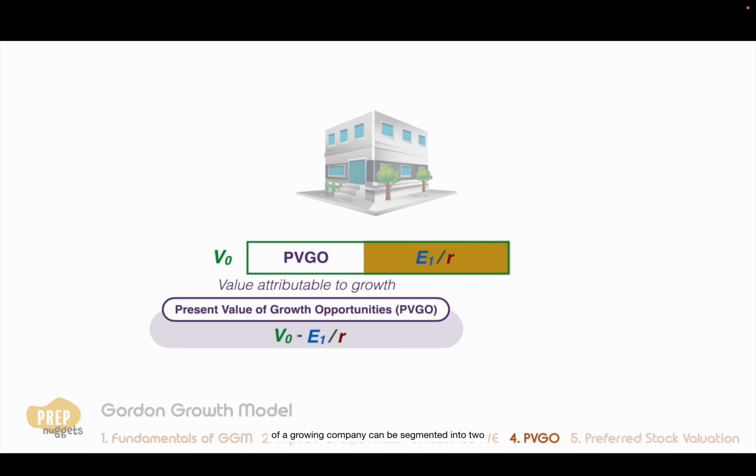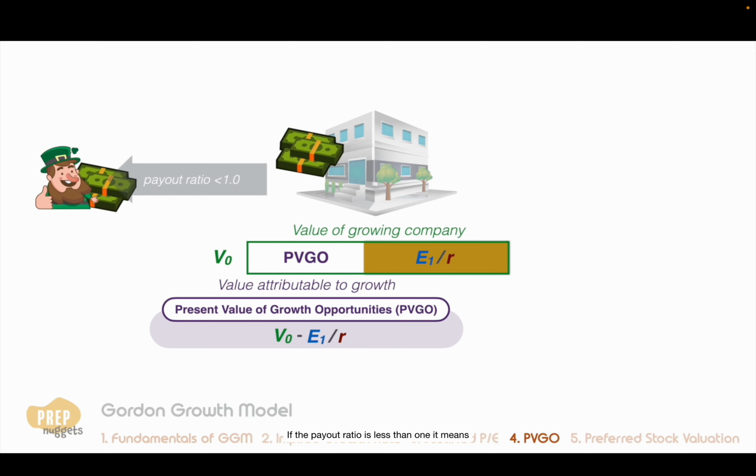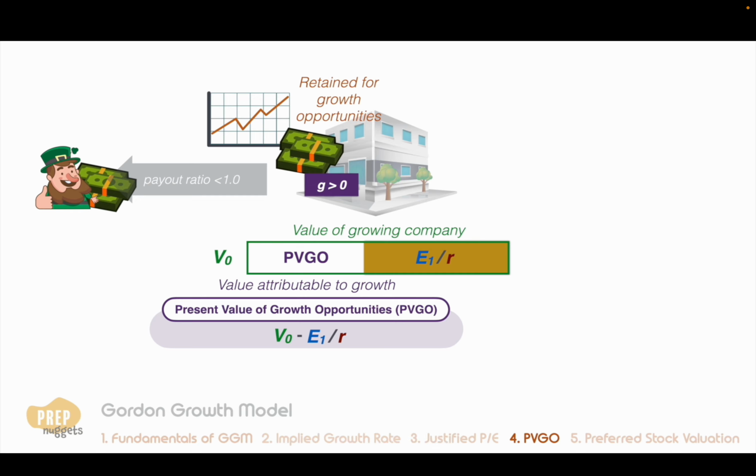The value of a growing company can be segmented into two components. If the payout ratio is less than 1, it means the company is retaining cash for growth opportunities, so there is expected growth in company value and dividend. This results in a higher intrinsic value of the stock than the case where the company is not expected to grow. The difference due to expected growth is the PVGO.